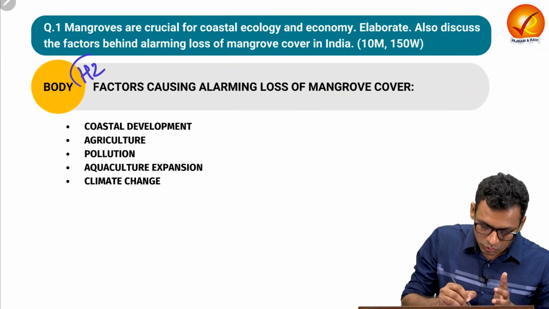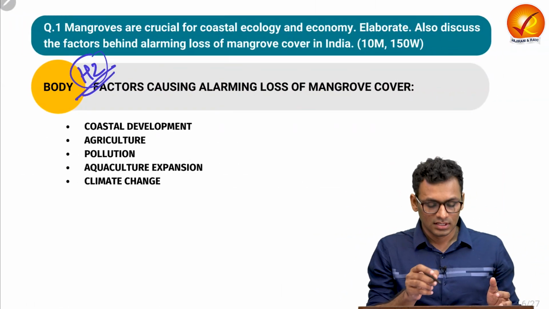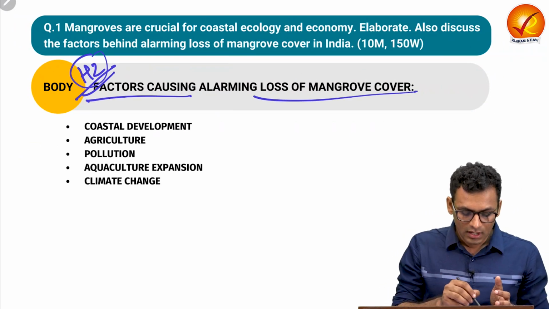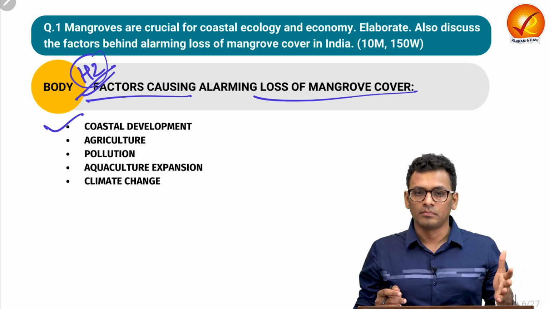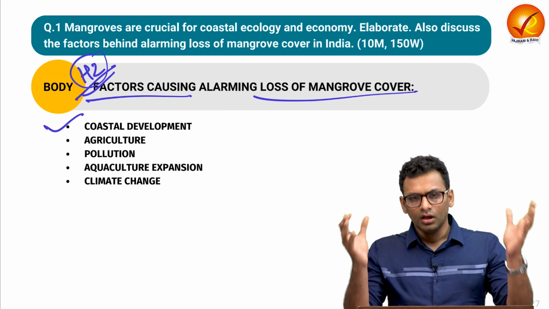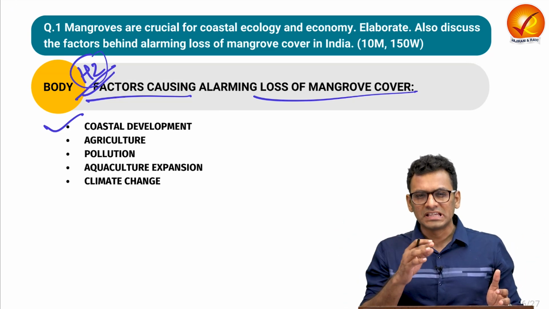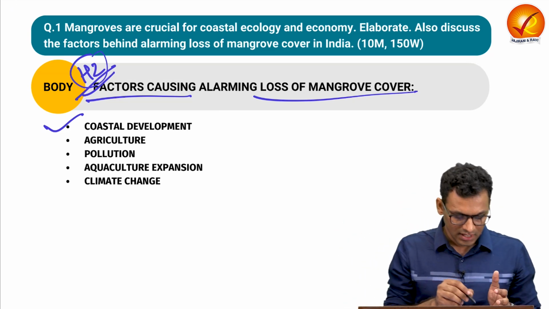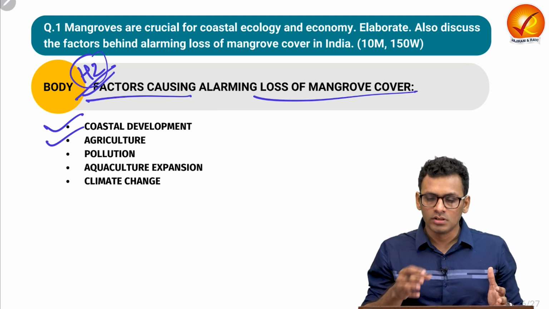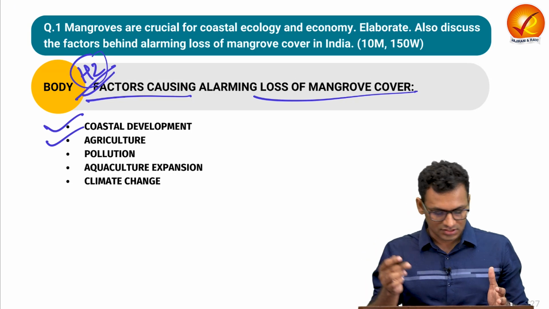So this is heading 2. The major demand, the second demand of the question, is factors causing alarming loss of mangrove cover. Firstly, we are witnessing coastal development through infrastructure as well as industrialization and urbanization around the coastal region. We are looking at shrinking of such places. Then we are looking at agriculture. Expansion of agriculture is also threatening the mangrove covers of the nation.